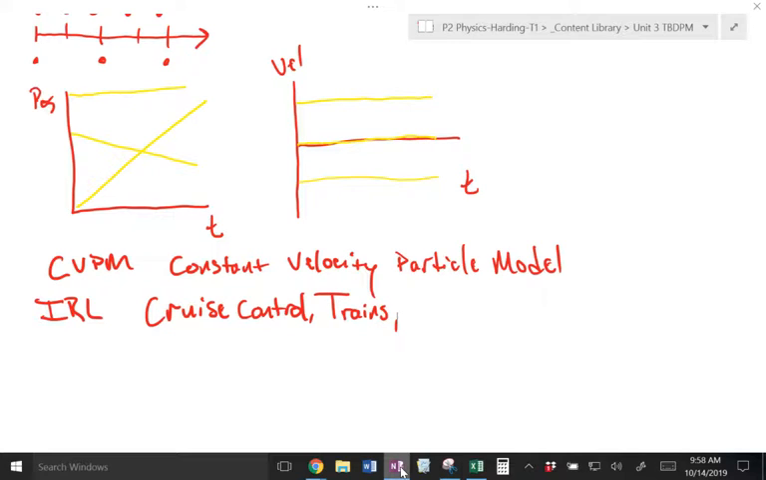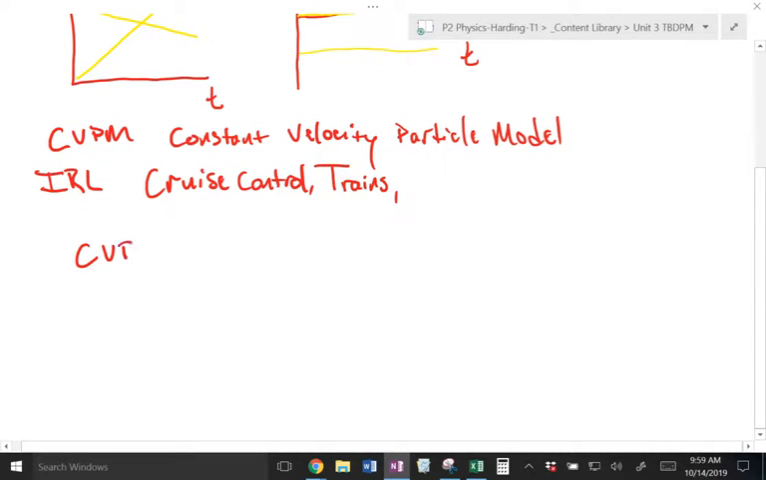What else is like that? Cars, okay. When specifically? Stopping, or when you start, okay? So there are things that don't obey the constant velocity particle model. So that's why we call it a law. CVPM, law. All it does is offer a description of how things move. It's missing something. It's not telling us why.